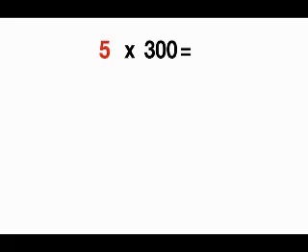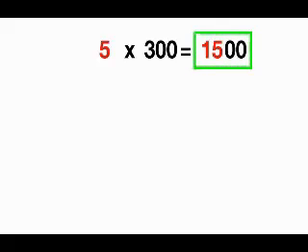Now remember, there's a faster way to do this. When you're multiplying by something like 300, just ignore the zeros. Take your 5, multiply it by 3 to get 15. Then you see that there's 2 zeros in your factors, so put 2 zeros into your answer. Your answer is 1,500.